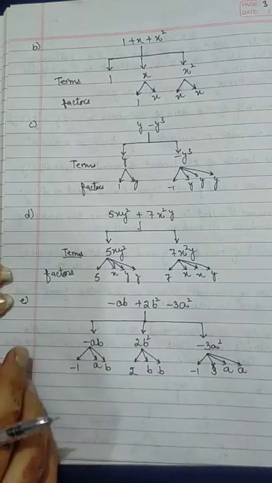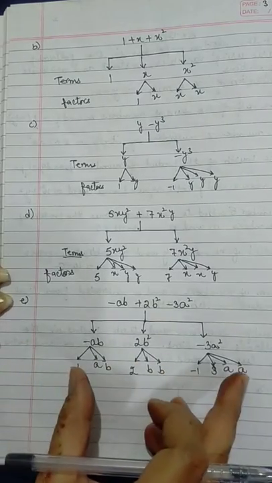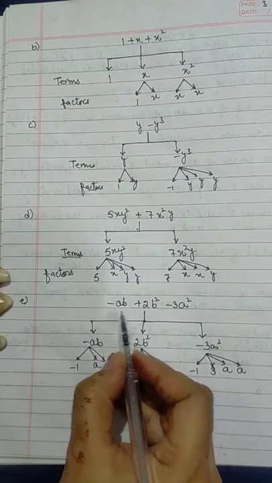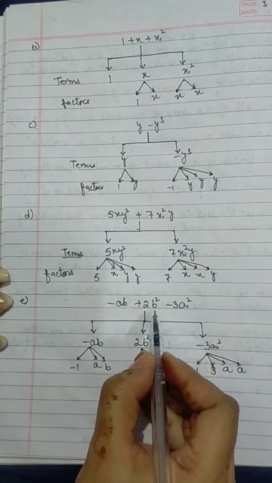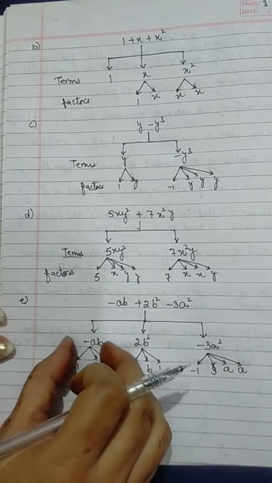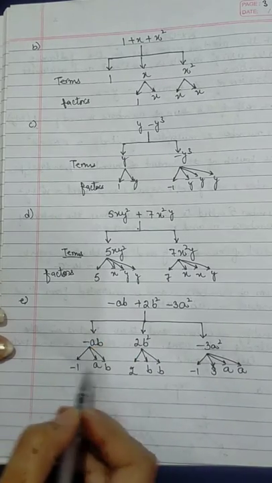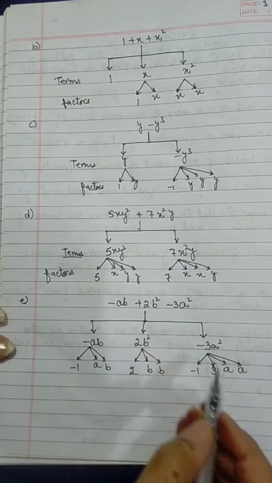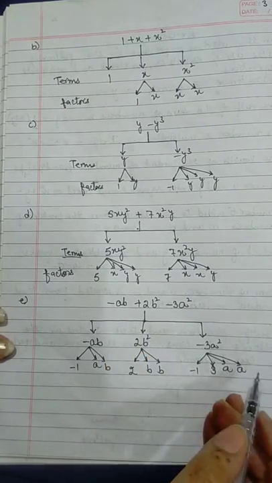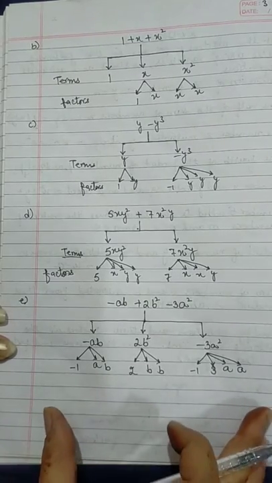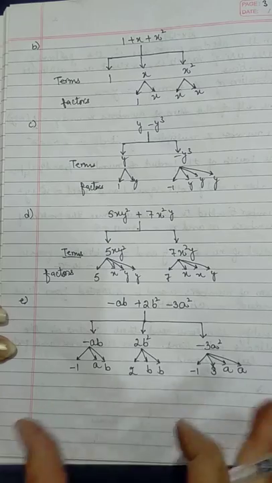In the same way you can also separate the terms and factors of the E part. See here I have minus ab plus 2ab square minus 3a square. So we write minus ab and factorize it, then 2ab square, factorize it, then minus 3a square and factorize this. So in this way we can write all the parts of this sum in the form of factors and terms.